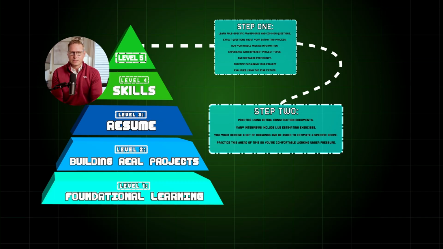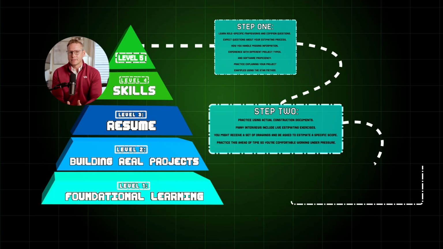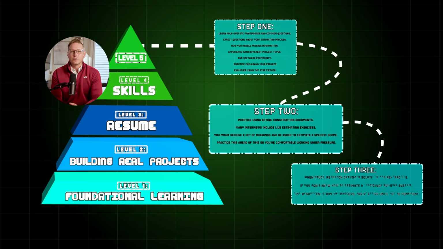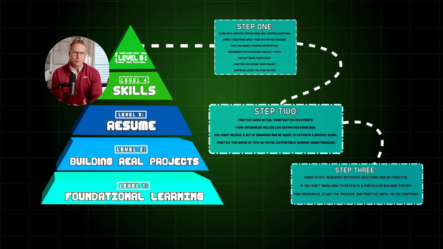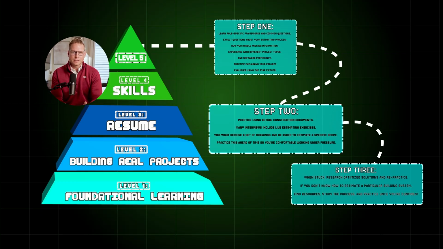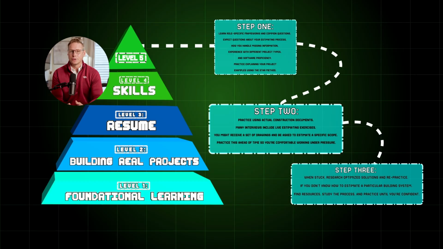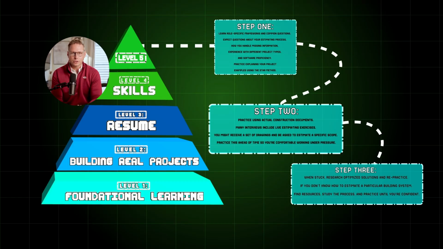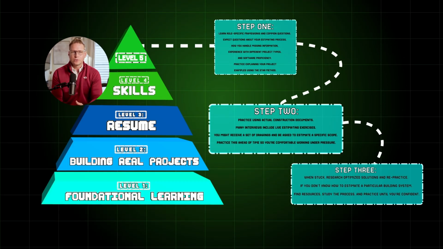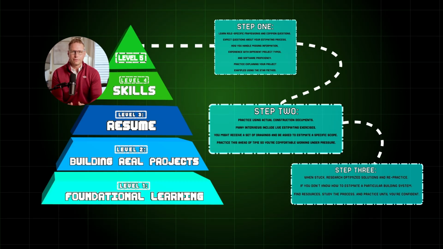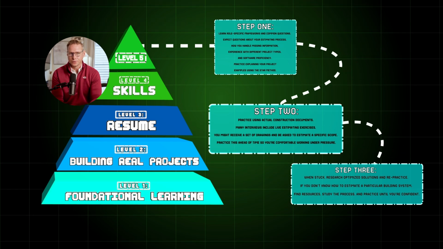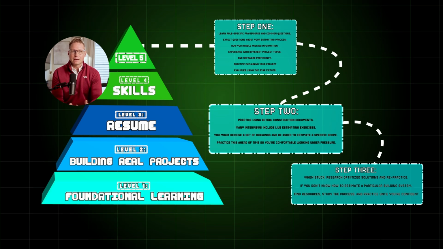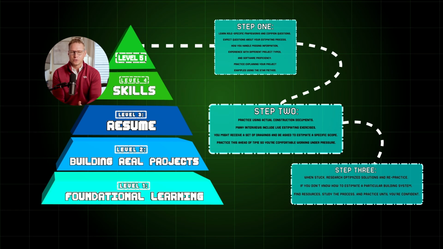The third step, when stuck, research, optimize solutions, and repractice. If you don't know how to estimate a particular building system, find resources, study the process, and practice until you're confident. Prepare questions about their typical project types, estimating software they use, the team structure, and growth opportunities. This shows genuine interest and helps you evaluate if the company is right for you. This is how you go from practicing aimlessly to walking into interviews with confidence.